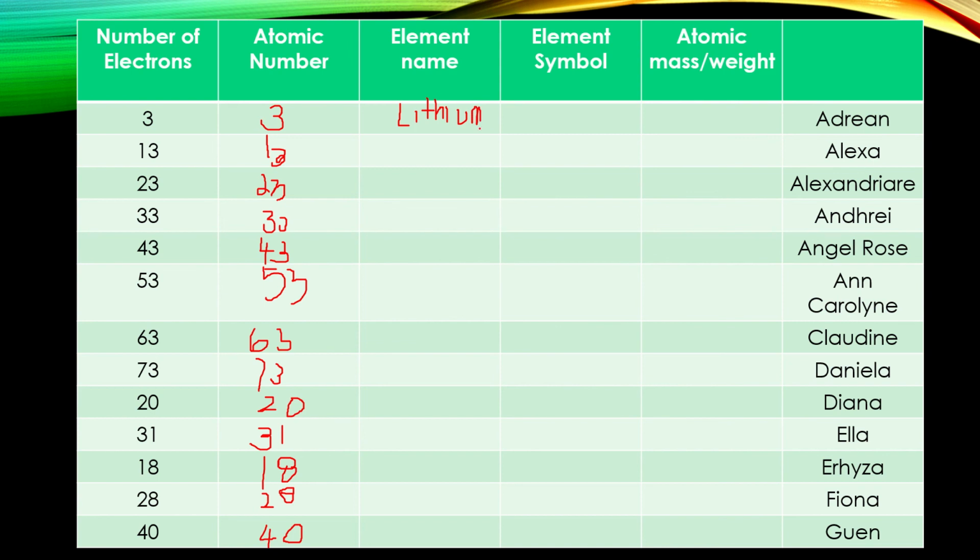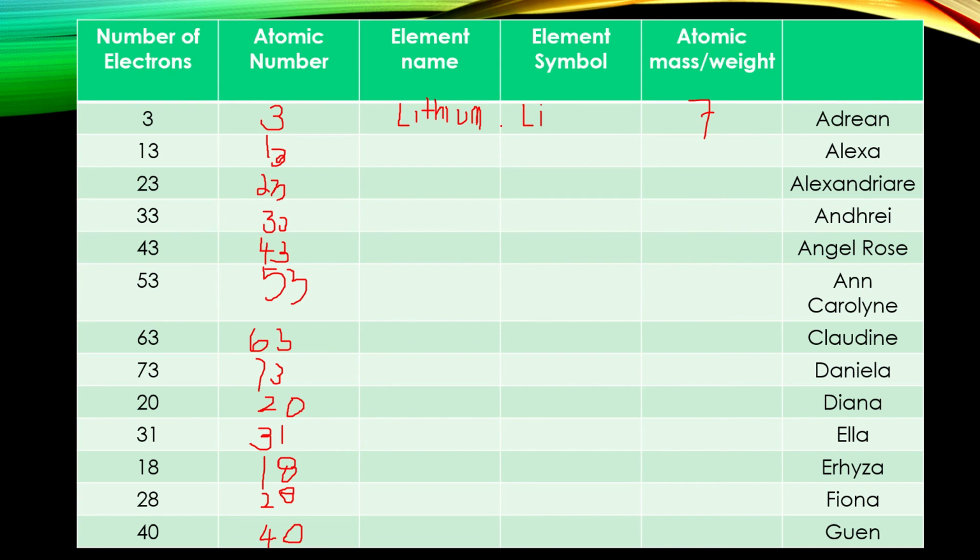And how about the symbol? It's big letter L and small letter I. So what is the atomic mass or atomic weight of lithium? Kindly check your periodic table. We have here 6.9. So as I said a while ago, you need to round off the atomic mass or weight of an element. So here it is 6.9, it will be 7.